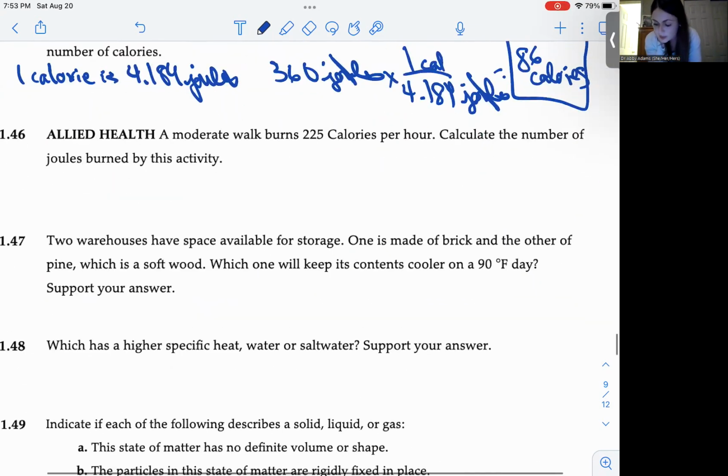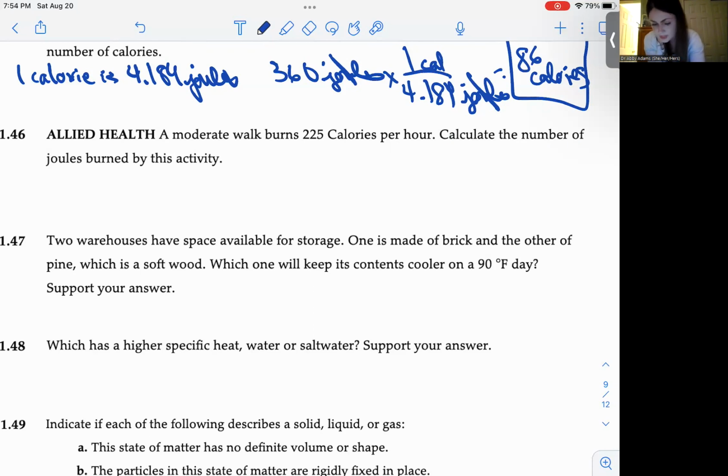Two warehouses have a space available for storage. One's made of brick, the other one is pine, a soft wood. Which one will keep its contents cooler on a 90-degree Fahrenheit hot summer Louisiana day? Support your answer. All right.